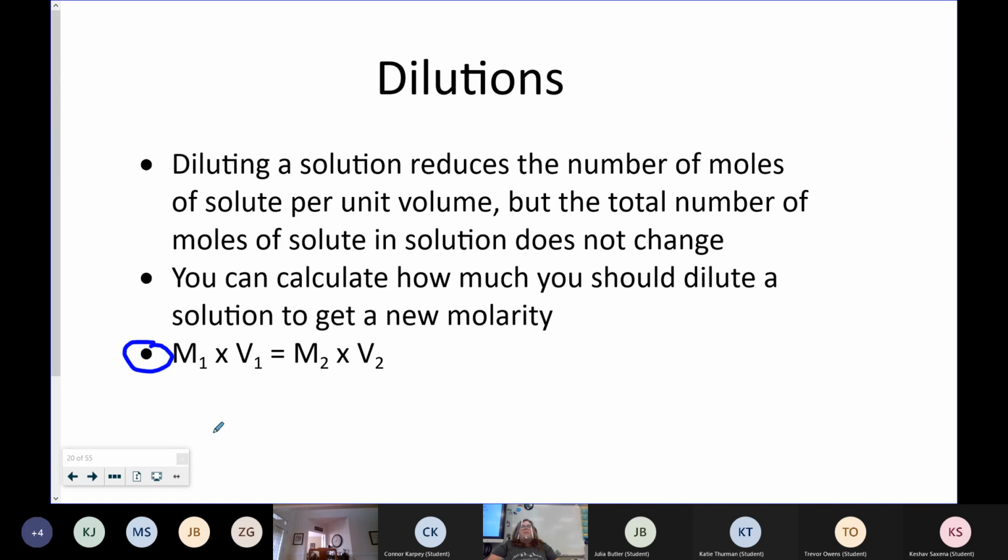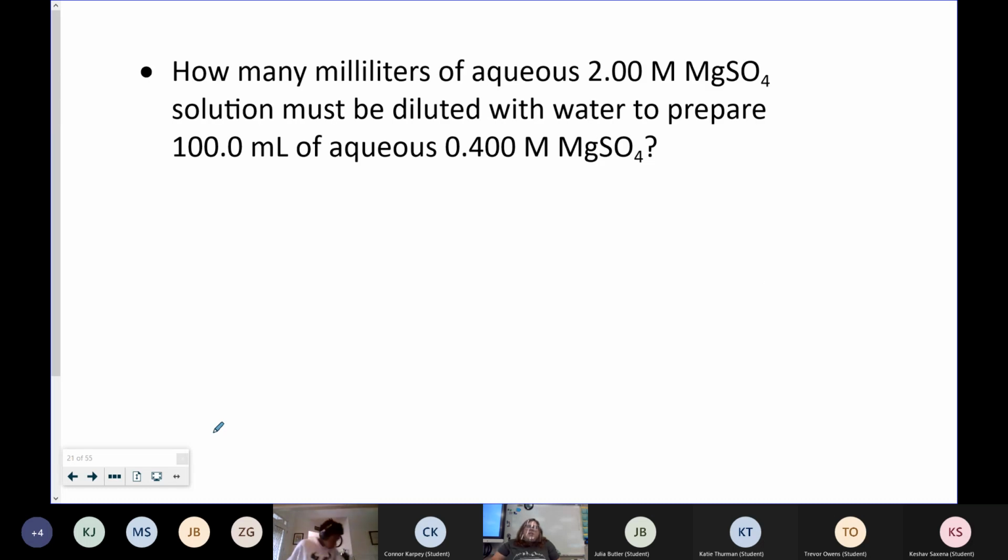And I'm just making sure everybody's with me before we go on to the examples. All right, so let's look at this one. Here it wants to know how many milliliters of an aqueous 2 molar magnesium sulfate solution must be diluted with water in order to prepare 100 milliliters of an aqueous 0.4 molar solution of magnesium sulfate.